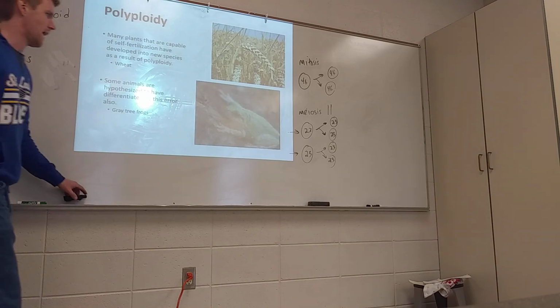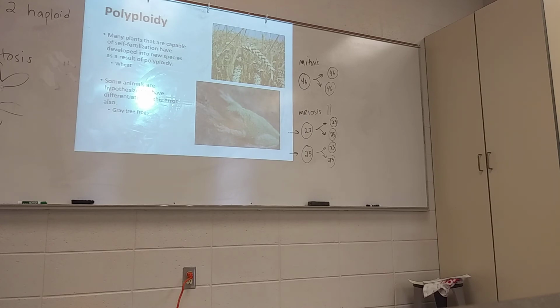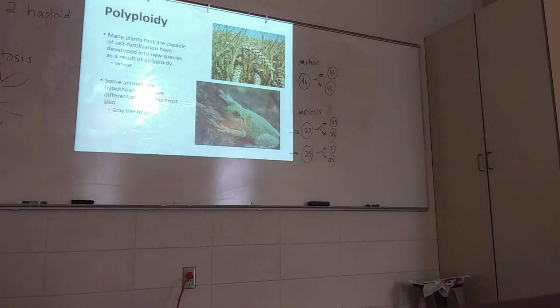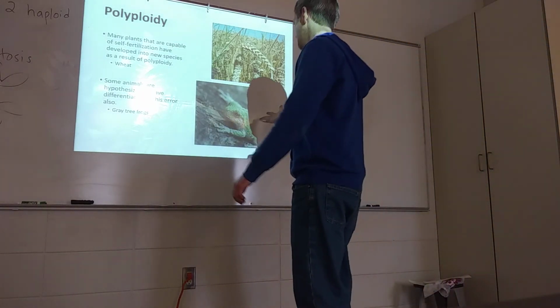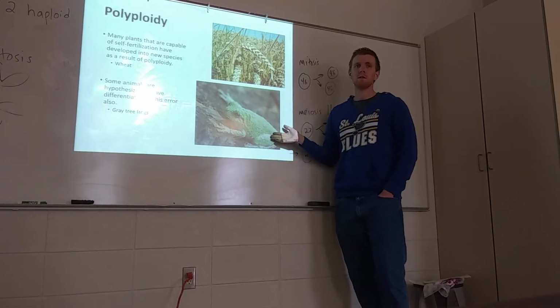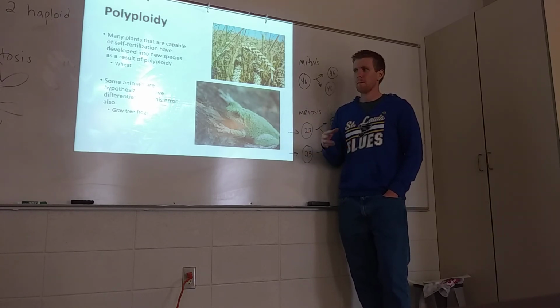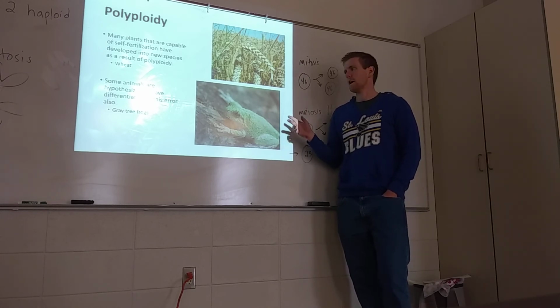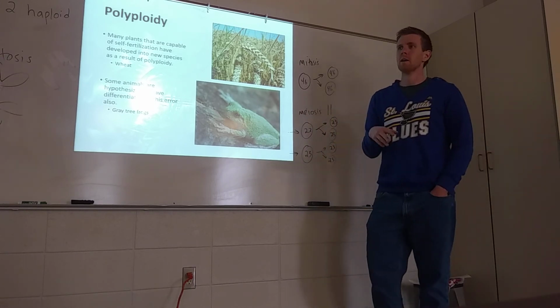One example of an animal species that may have arisen from polyploidy is the gray tree frog, which can actually be green, hence the picture here. There are 2 species that look almost identical. Actually, they look identical. 2 species of tree frog here in Missouri. The only difference between them is they call a little bit different, and one of them has exactly twice as many chromosomes as the other.